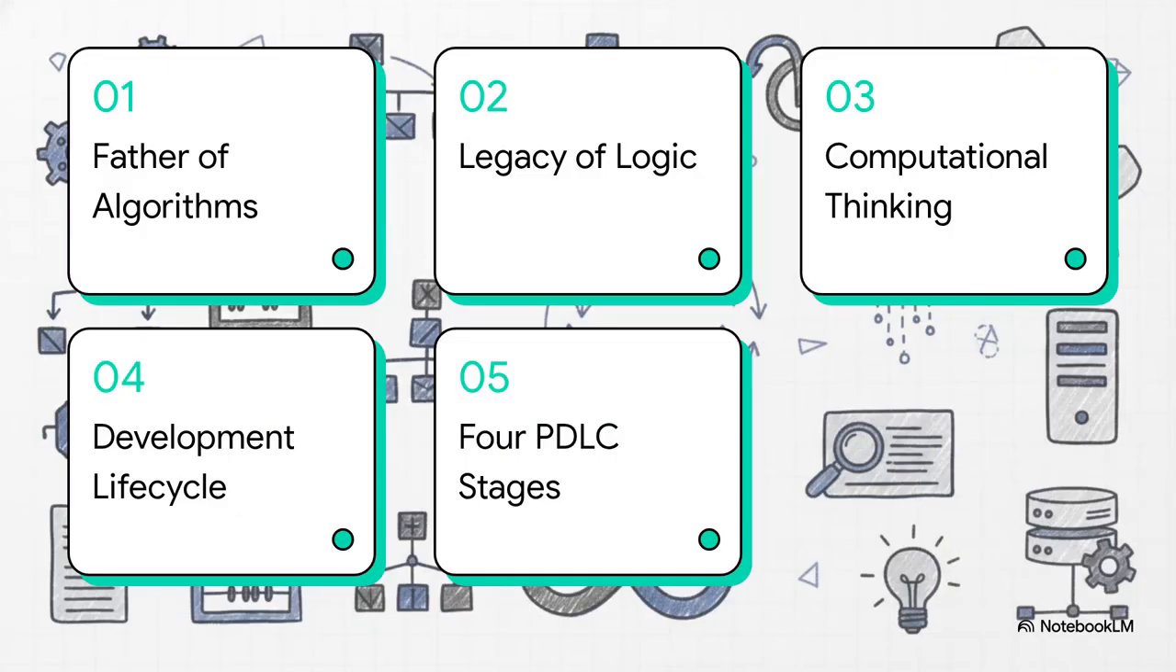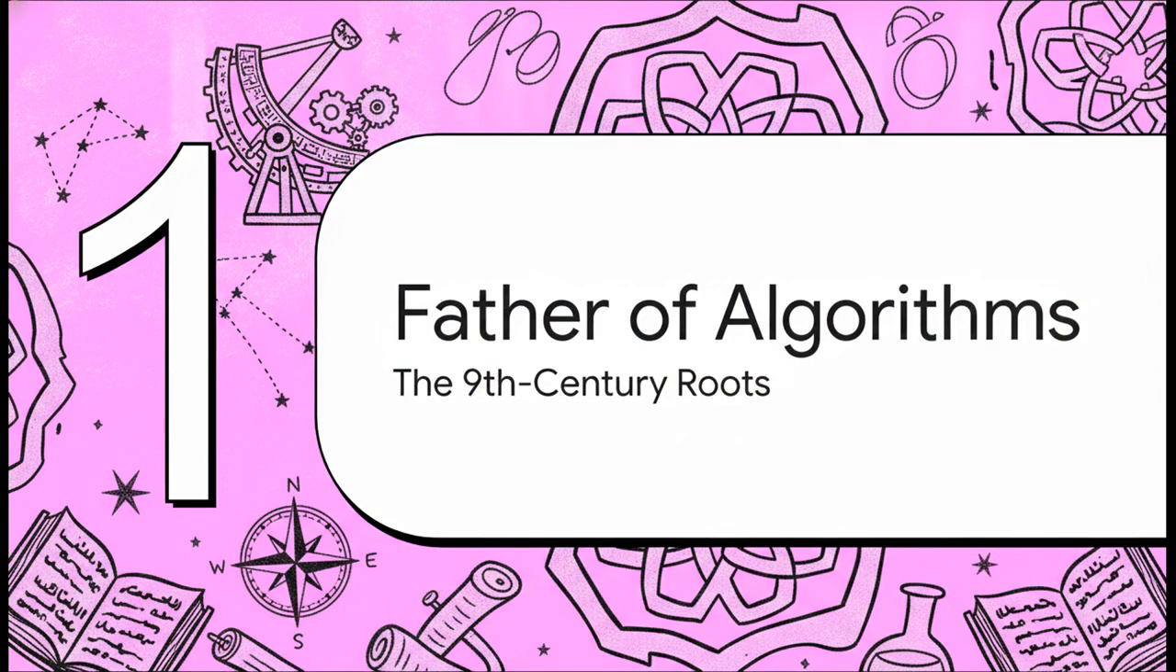So here's our roadmap for today. We'll start with the father of algorithms, explore his legacy of logic, and bridge the gap into modern computational thinking. Then we'll unpack the program development lifecycle and its 4 exact stages. Let's get right to it.